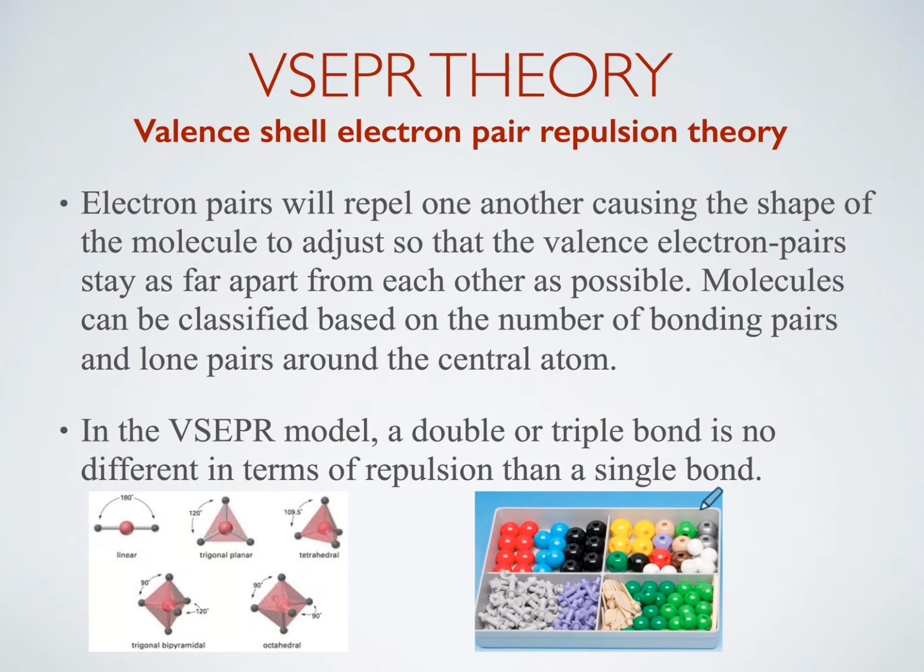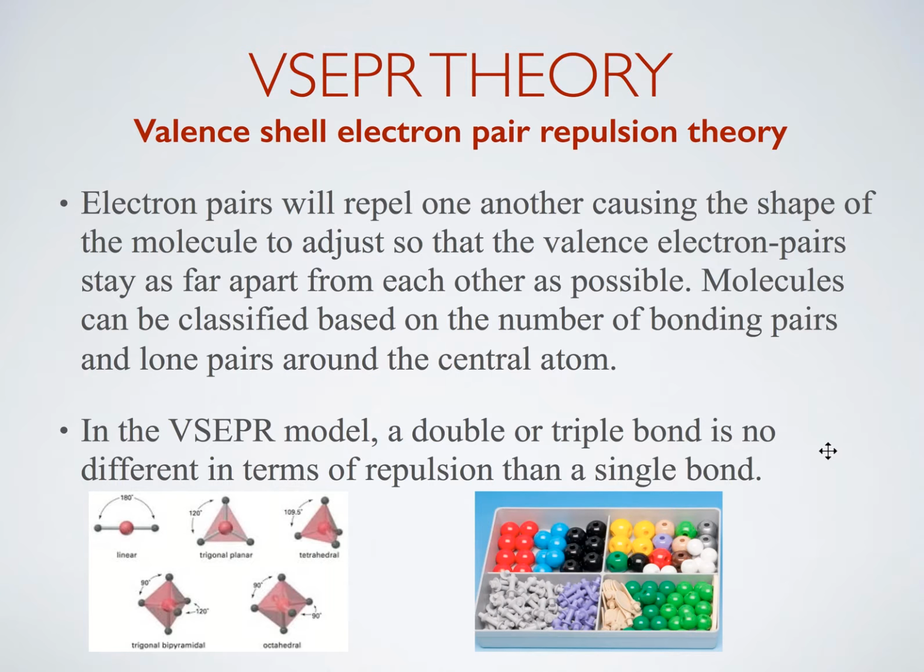Valence shell electron pair repulsion theory basically states that all the atoms and the bonds between the atoms want to be as far apart as possible. So they're going to spread out. Within the VSEPR model, a double or triple bond is no different in terms of repulsion than a single bond. So since they're all going in the same direction, you're not going to spread out a double or triple bond. They're going to stay together within the same direction.